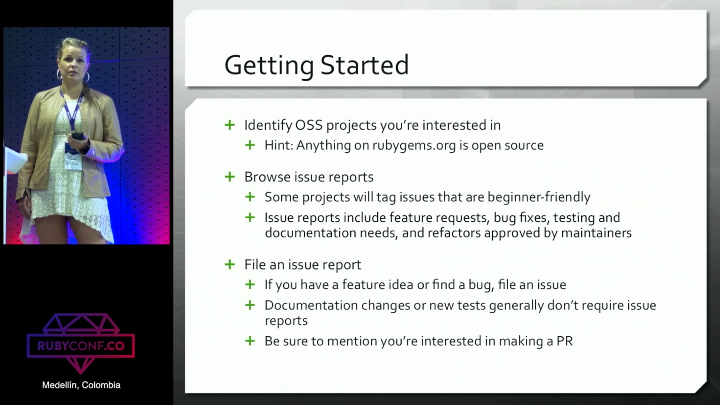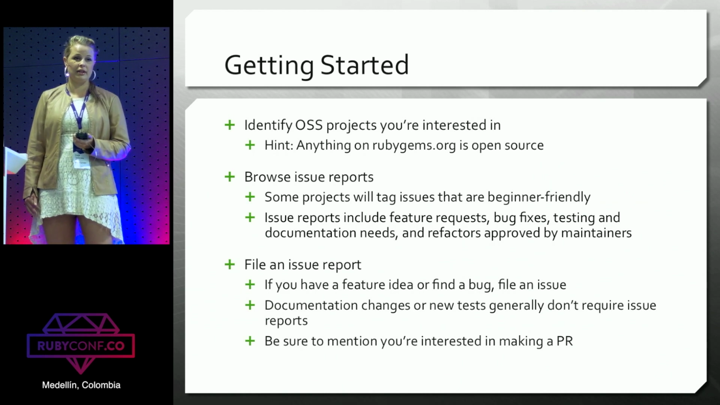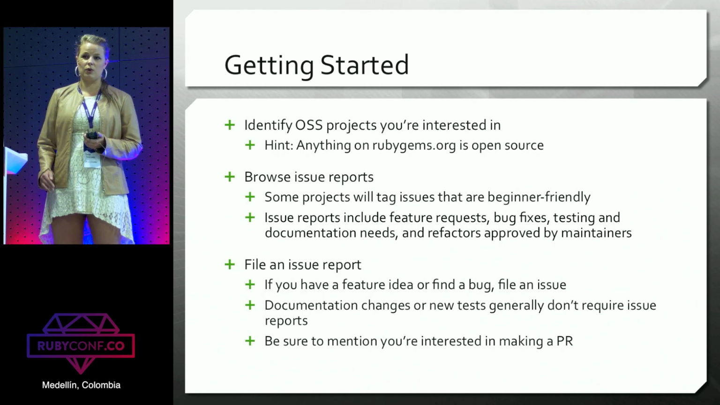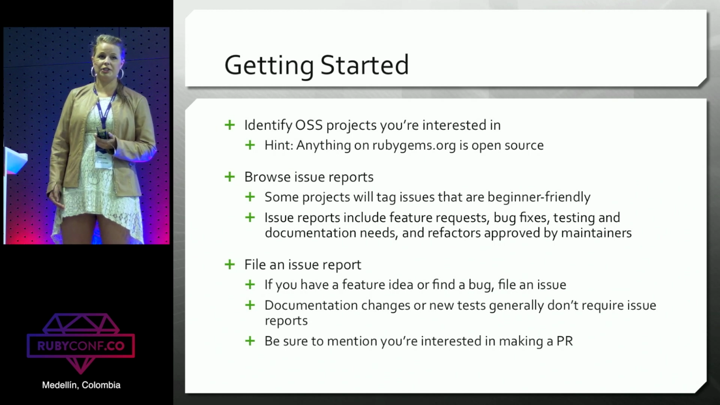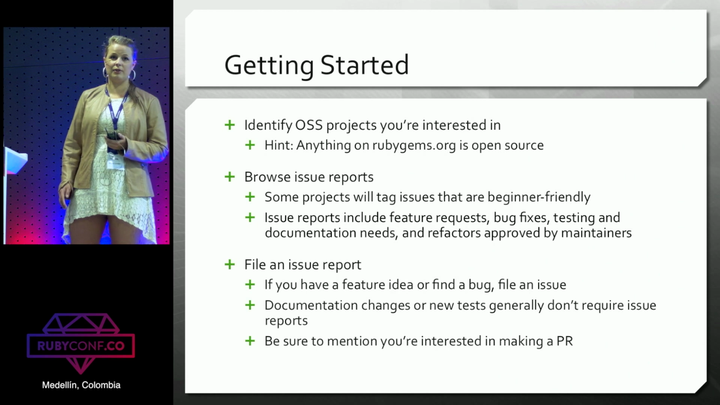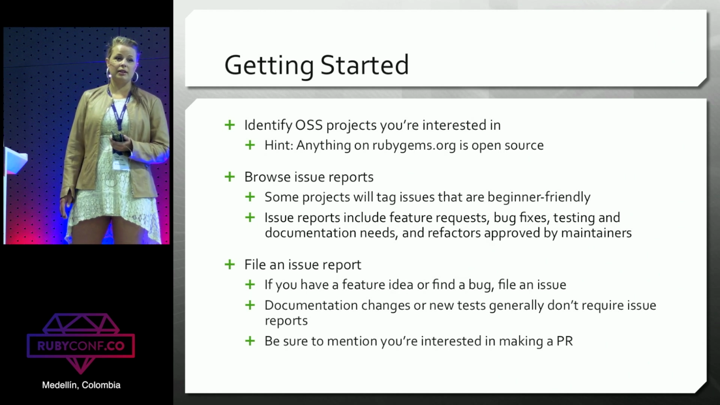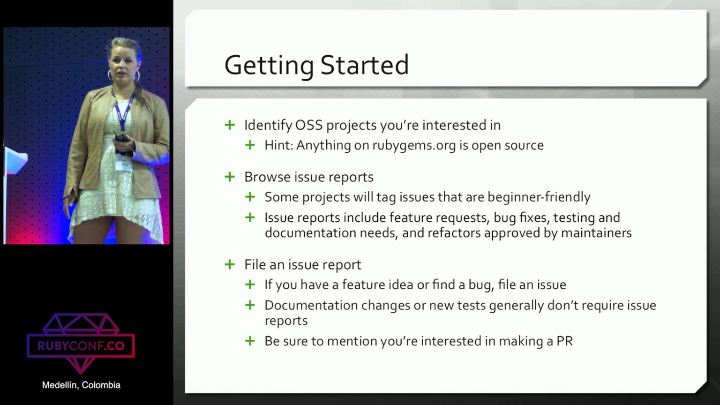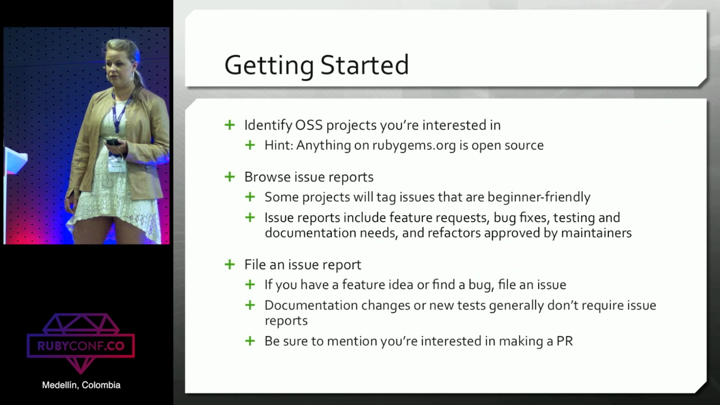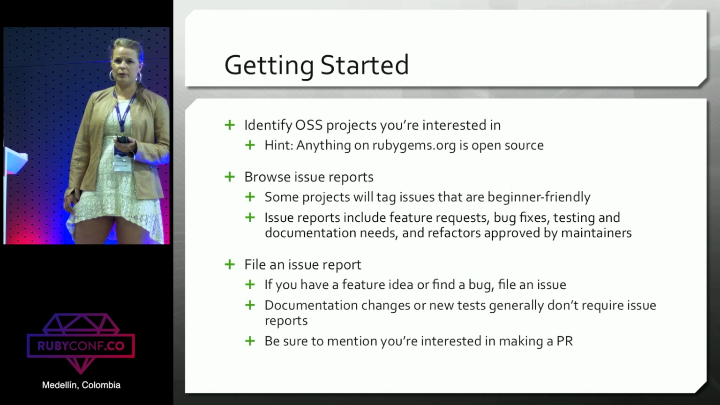Once you've identified some projects, you want to go on GitHub or go on Bitbucket or jump on the mailing list for that project and find out what issues are being reported. Sometimes maintainers will report issues that need to be addressed. Other times, you can open an issue report yourself. Some projects even tag issues that are beginner friendly, so you'll be able to see some things that would be good for a beginner to work on.